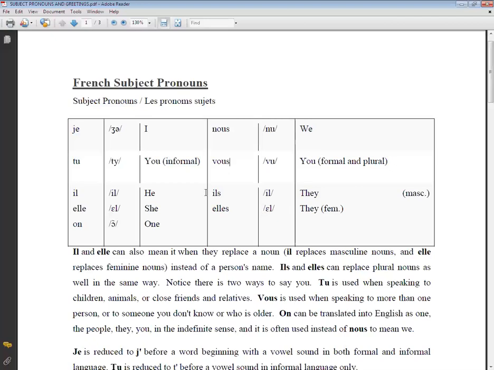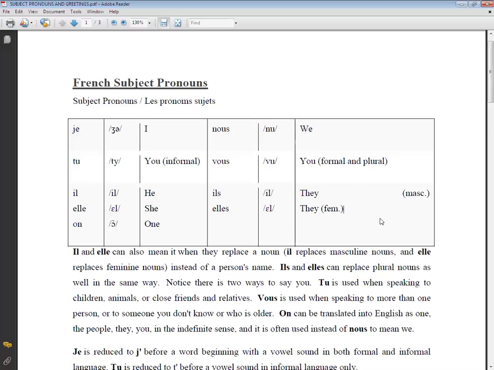Then the last person is "ils" and "elles", which means what? They. Meaning "ils" is a masculine group, whether persons, animals, or other objects. In "ils", the S is silent, remember. "Ils" is "they". In fact, it's written there, masculine at the far end. I hope you can see that. Yes, I can. Then "elles" is "they", and we are told it is what? Feminine, female.